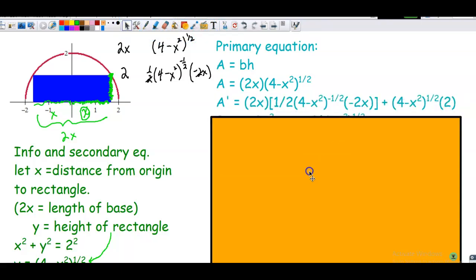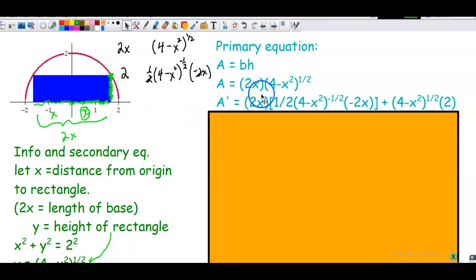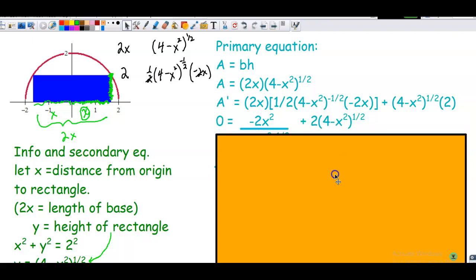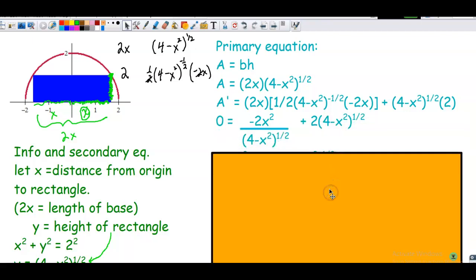So the first derivative, there's my 2x times all of this over here, and I didn't simplify, plus 2 times 4 minus x squared to the 1/2 power. That's my crisscross applesauce. Let's do some cleaning because we have to set this equal to 0. So what did I do?